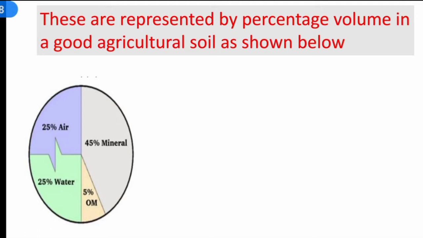Although here we are saying that air and water are having 25%, it varies because we have dry season and rainy season. In the rainy season, the amount of water is bound to increase because of the heavy downpour, thereby reducing the amount of air in order to increase the volume of water. So it varies from season to season.